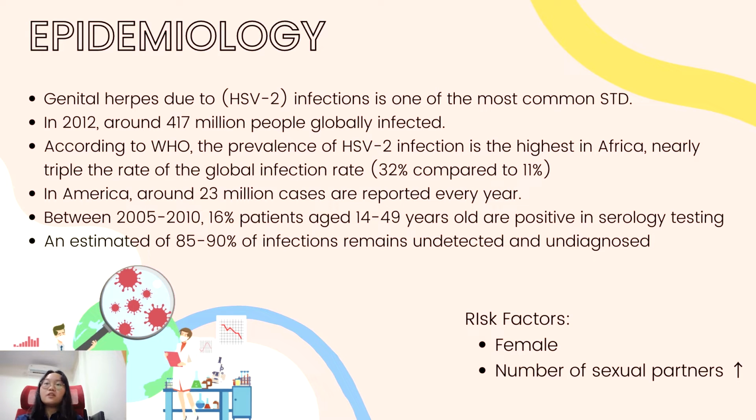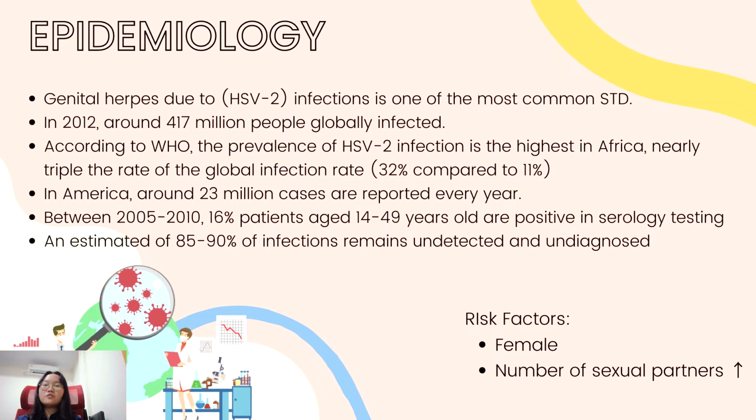Genital herpes due to herpes simplex virus type 2 infection is one of the most common sexually transmitted diseases. In 2012, around 417 million people globally were reported to have HSV type 2 infection. According to WHO, the prevalence of HSV-2 infection is the highest in Africa, nearly triple the rate of the global infection rate, 32% compared to 11%. In America, around 23 million cases are reported every year.